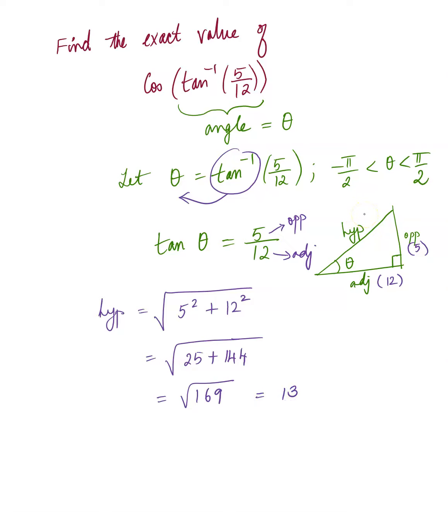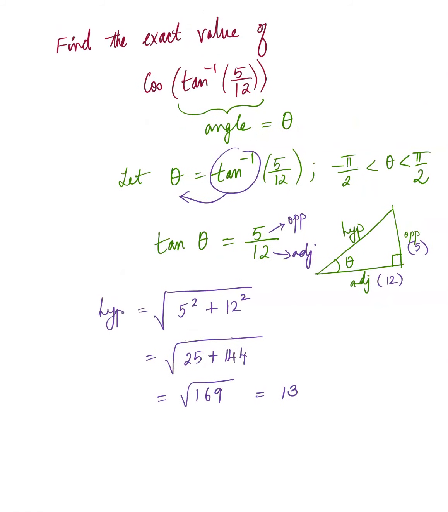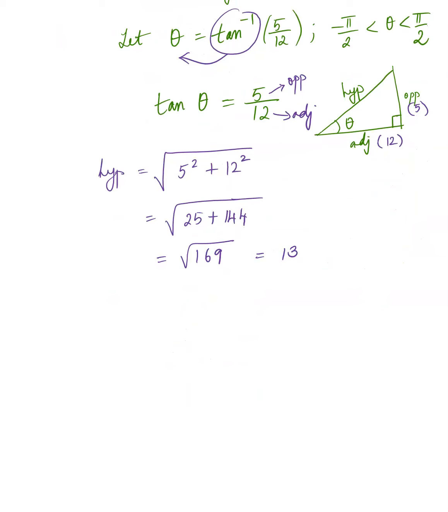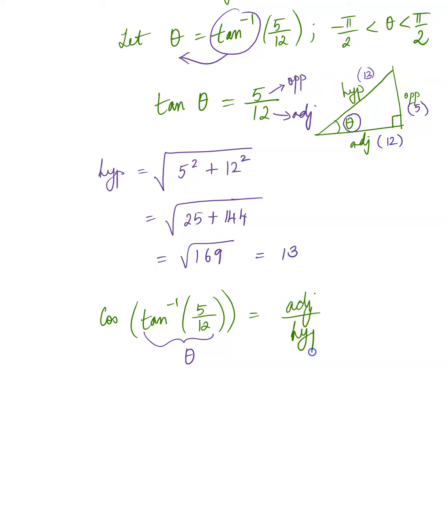So we got the hypotenuse to be 13 from this. Now we come back to the original problem. Cosine of tan inverse of 5 over 12, this is the angle theta, that is the angle here in your triangle. So cosine theta in this triangle with hypotenuse now found would be, the formula for cosine is adjacent over hypotenuse. So this is adjacent 12 over hypotenuse 13.